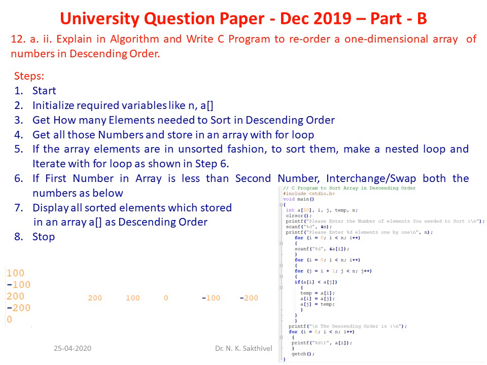And the next question is 12 A, the second subsection: explain the algorithm and write a C program to reorder a one-dimensional array of numbers in descending order. So as I told you earlier, we wanted to write a program. Before that, we wanted to develop an algorithm also. We wanted to read numbers, and sort those numbers in descending order. So that is the purpose of this question.